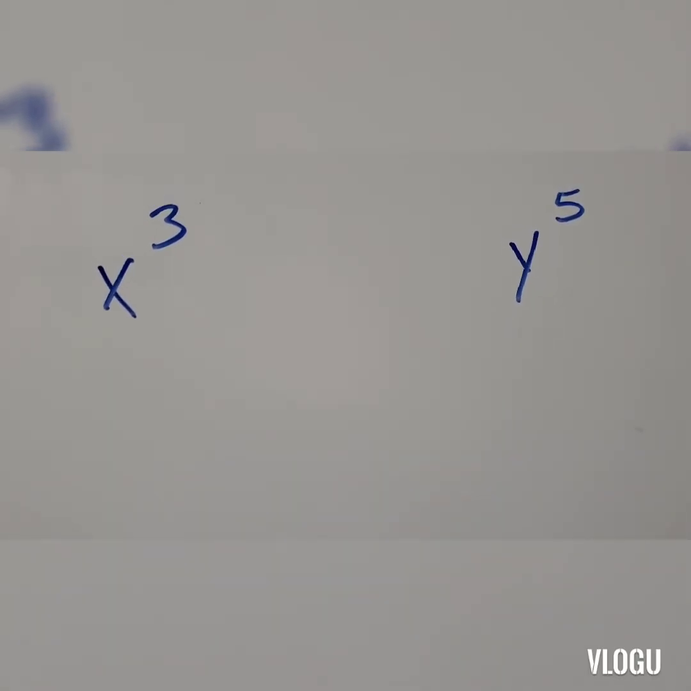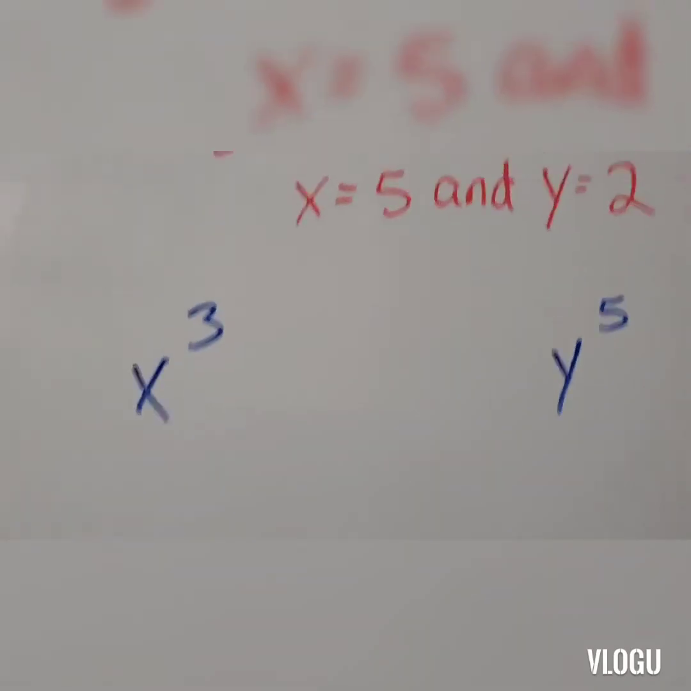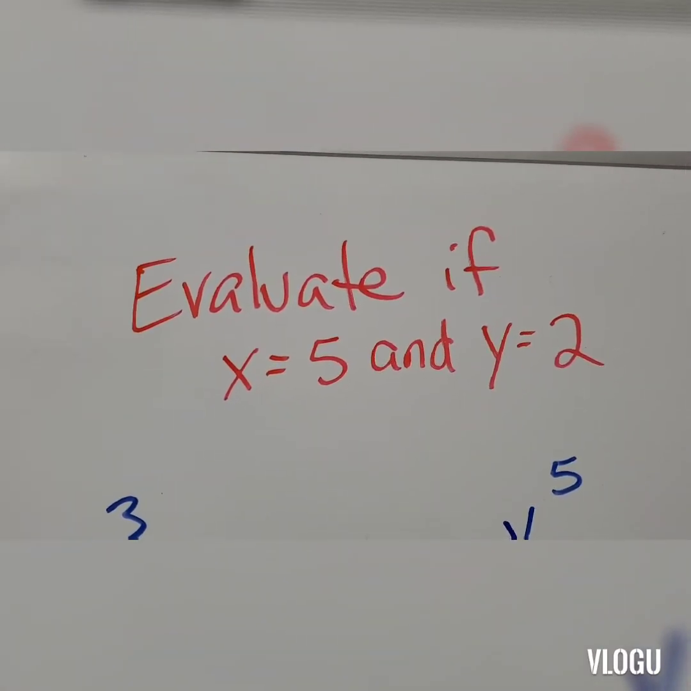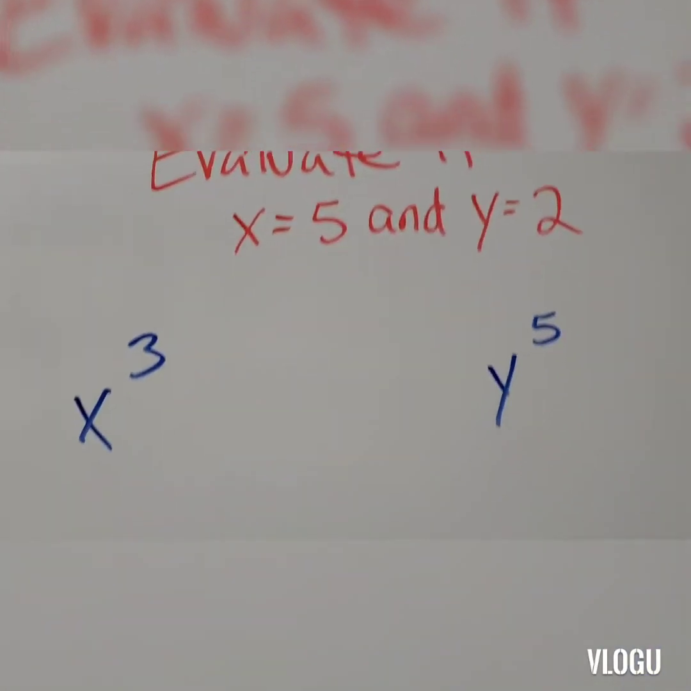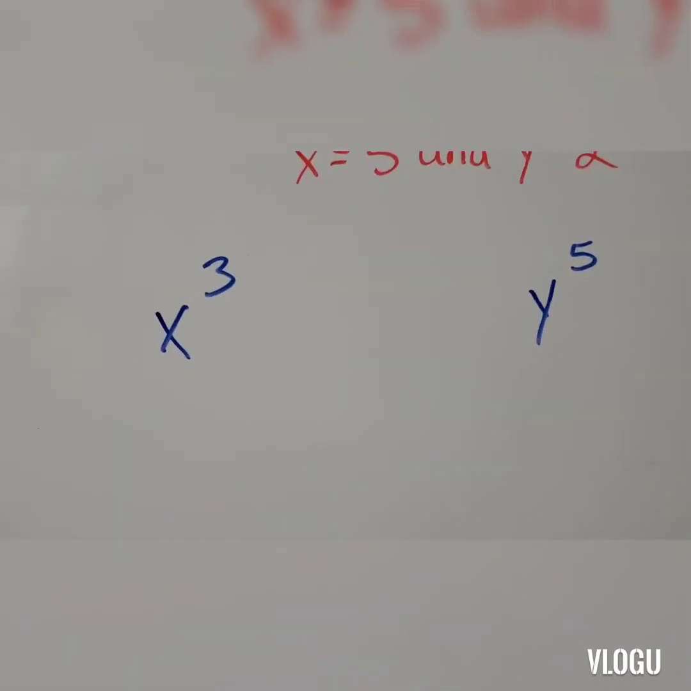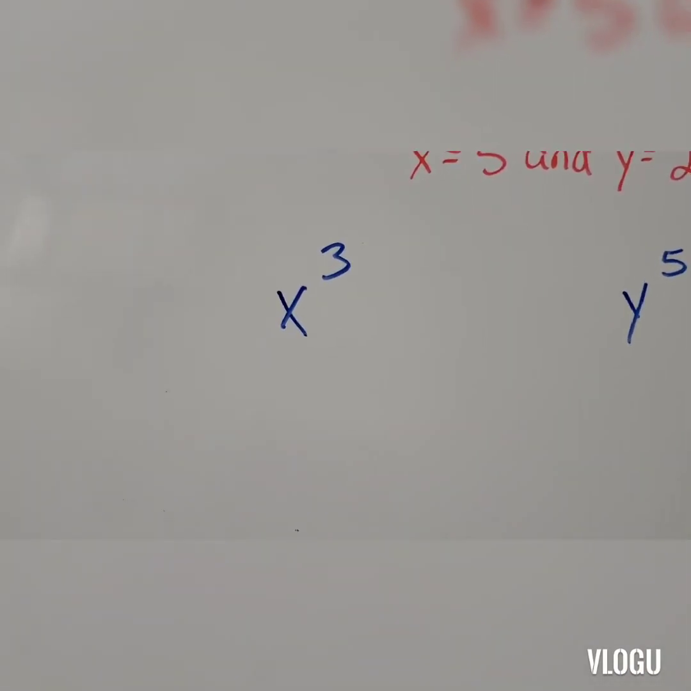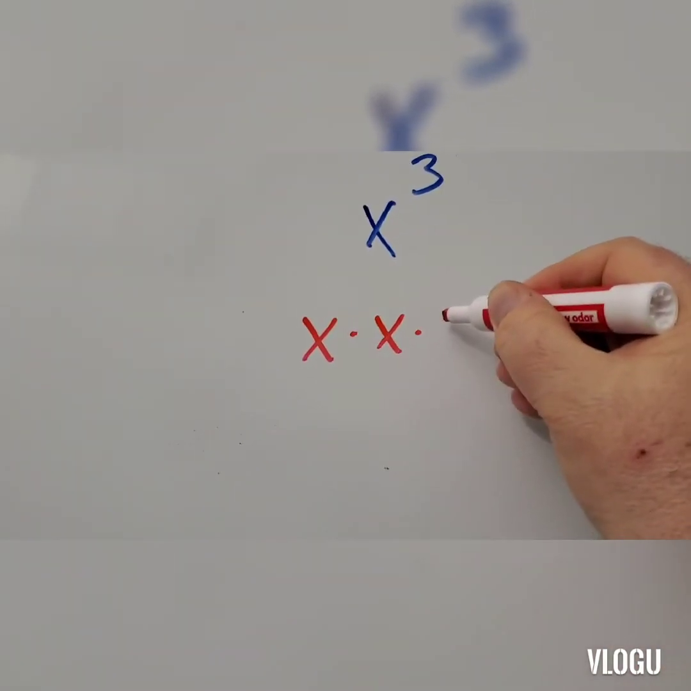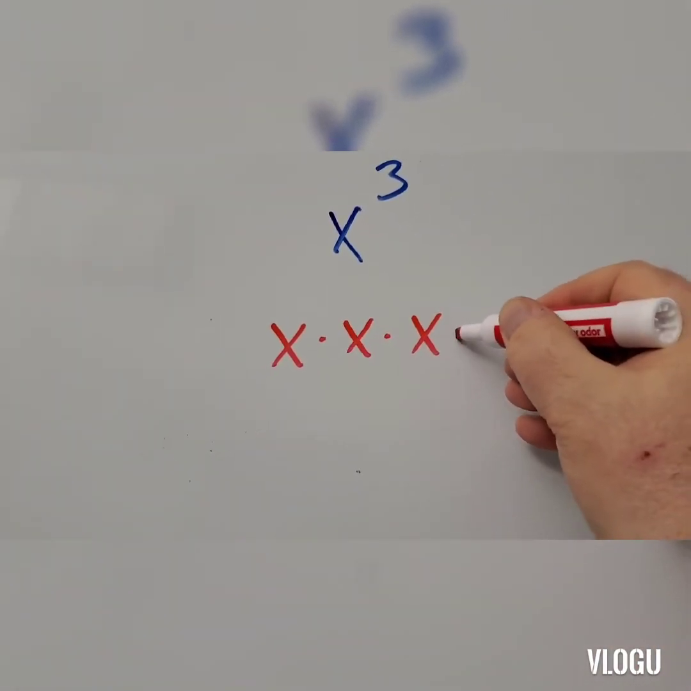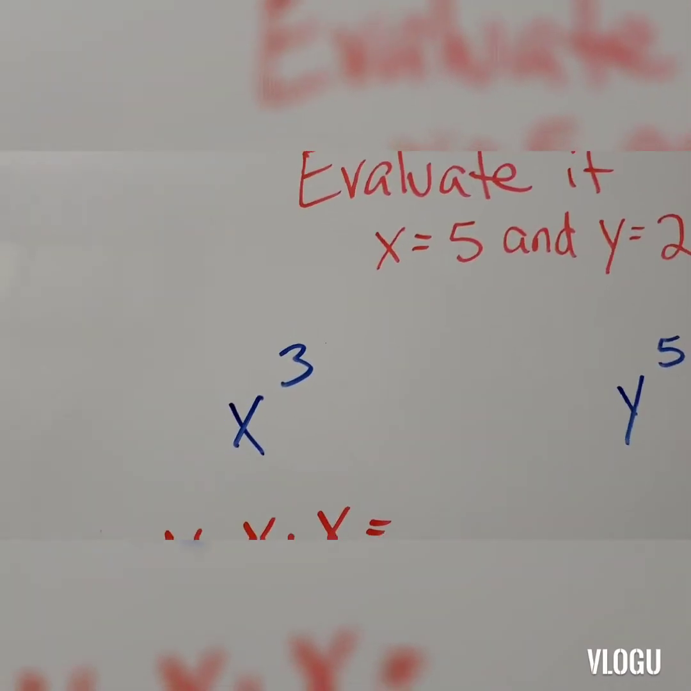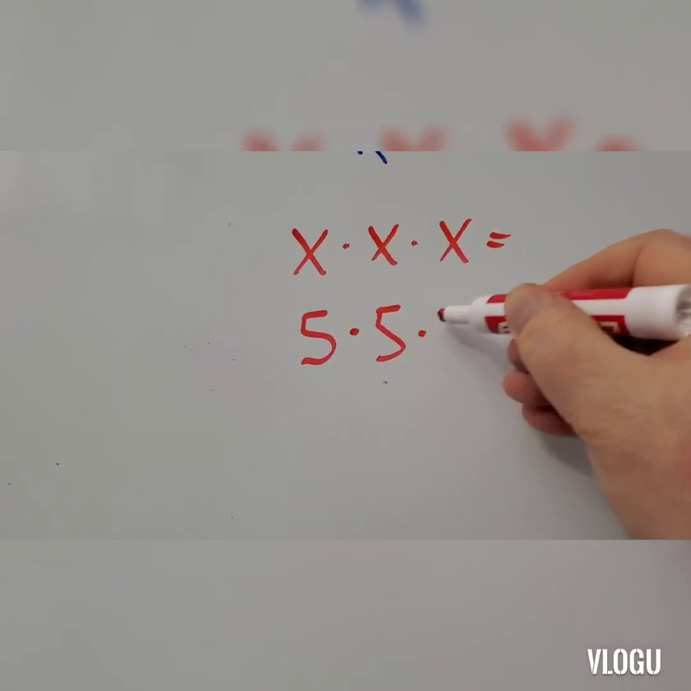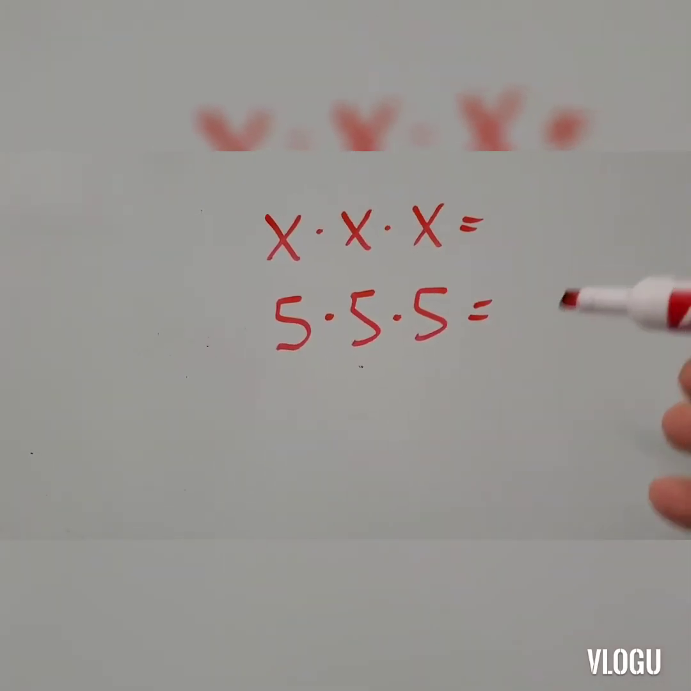You could see something where you have x to the 3rd, y to the 5th, and your instructions are evaluate if x equals 5 and y equals 2. Okay, well there are 2 different problems here. The first one, we have x times x times x, but we're saying that x is 5. So it's 5 times 5 times 5.